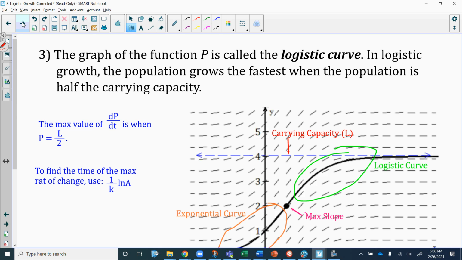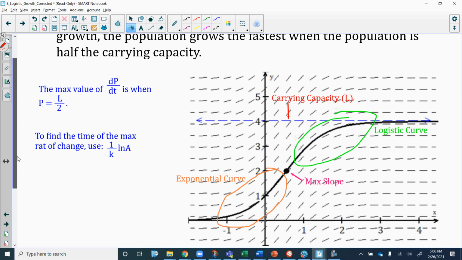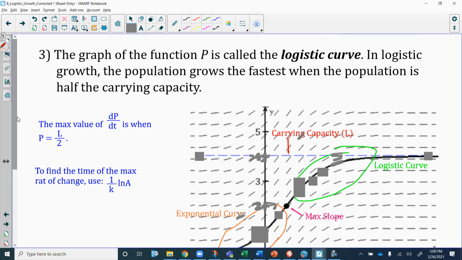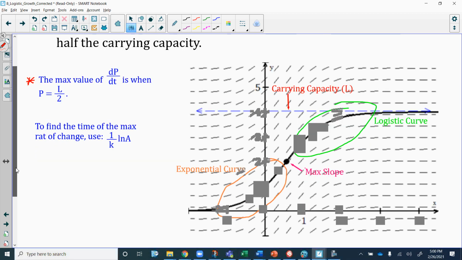So here is just a general logistic curve graph. I don't remember what it's telling you here on number 3. The graph of the function P. Okay, there's our logistic curve. In logistic growth, the population grows fastest when the population is half the carrying capacity, and that's what I'm saying right here. The maximum value of dP/dt, the time when the slope is the greatest, is when the population is half of the carrying capacity.